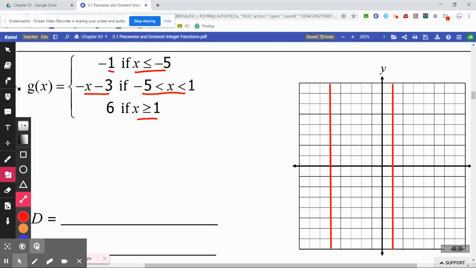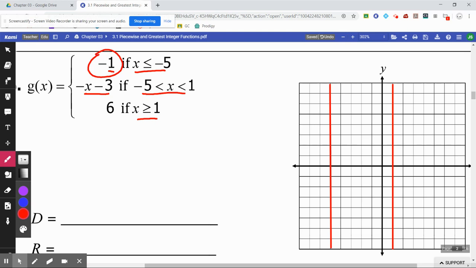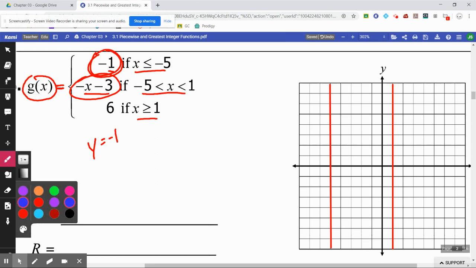And again, the reason we did that is if we're going to plug in values to the left of -5, we're going to plug it into this first equation. So we're only going to use that. If we're going to plug in values between -5 and 1, we're only going to plug it into this. If we're going to plug in values that are greater than 1, which is over here, we're only going to plug it into our last one. So if x is less than or equal to -5, we're going to graph y equals -1. If you don't remember, y equals -1 or g of x equals -1, that would be a horizontal line.